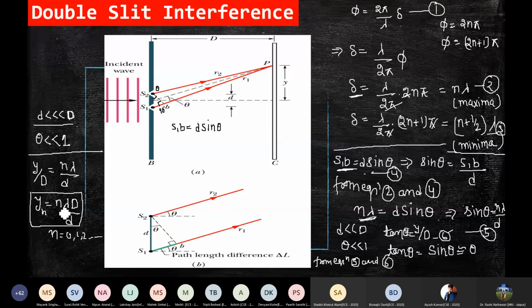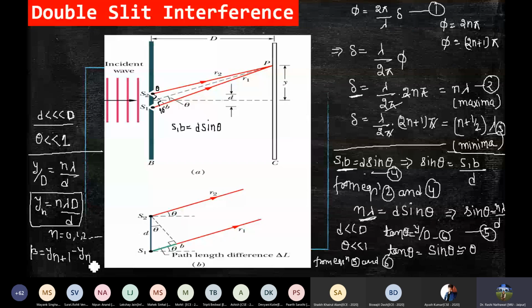So we can say these fringes are equally spaced, and the distance between two consecutive fringes, whether they are bright or dark fringes, can be given by beta. This is the fringe width, which is given by the n plus 1 fringe minus yn.